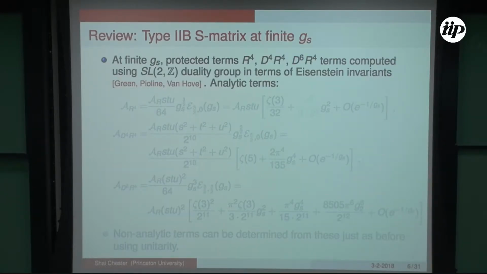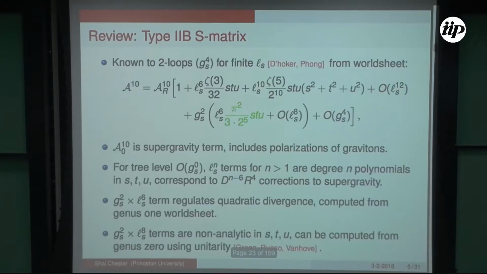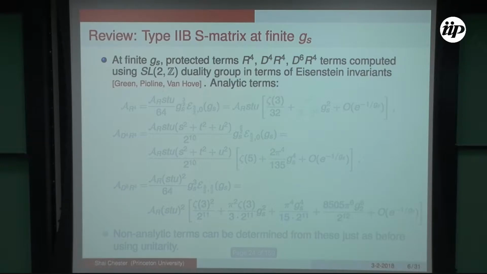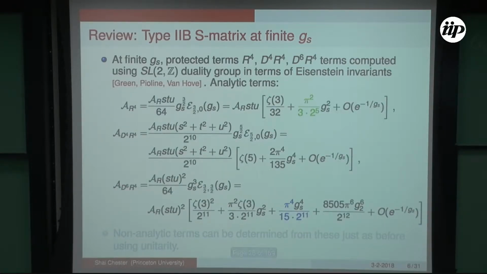Okay, so far I looked at one limit, which is the limit where you're doing an expansion for small string coupling. But it turns out you can do something even more: for the lowest few protected terms, in terms of string length, you can compute them for any string coupling, using the fact that 10D string theory has this SL(2,Z) duality group. This was done in a bunch of papers by Green and various collaborators. These are the protected terms, R^4 all the way up to D^6 R^4. The answer is in terms of these Eisenstein series, which is the curly E.